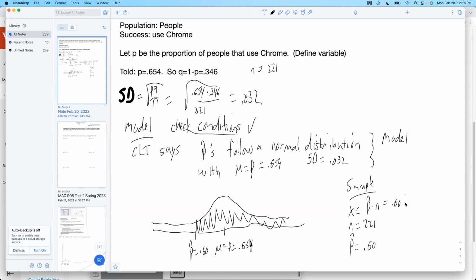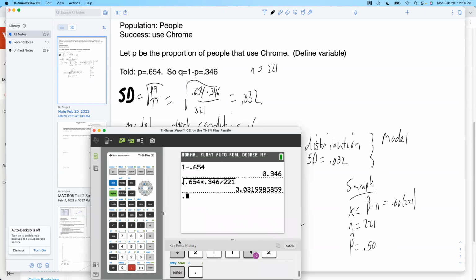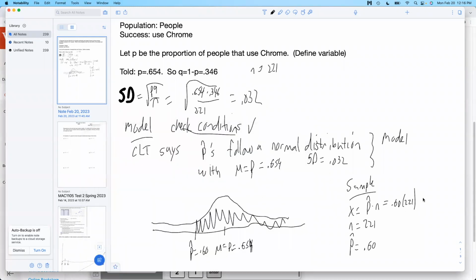So 0.60 times 221, I get this, 132.6. You can't have half a person. X is the actual number of successes in the sample. You can't have 0.6 people. We have to round that. That's going to be really important later when we get into confidence intervals and hypothesis testing. You got to get used to this. We have to round X to the nearest whole number. We're going to call that about 133.